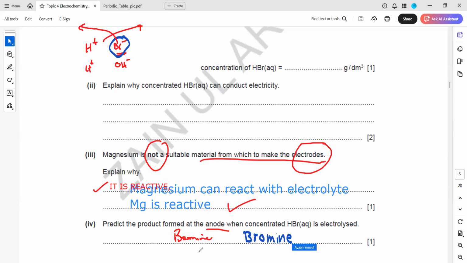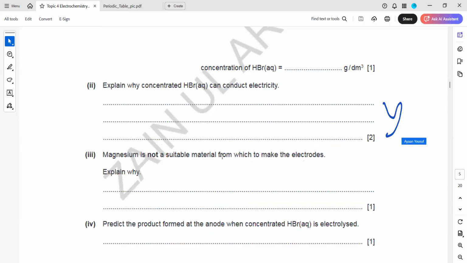It is aqueous, because they mentioned concentrated HBr and aq is written as a subscript. So aqueous means it contains H plus ion and OH minus ion. And with the term concentrated, the negative ion which is more in the electrolyte will move. The bromide ion is more in the electrolyte, that's why the bromide ion is moving towards the electrode. Is the discussion clear? Anyone having a doubt?